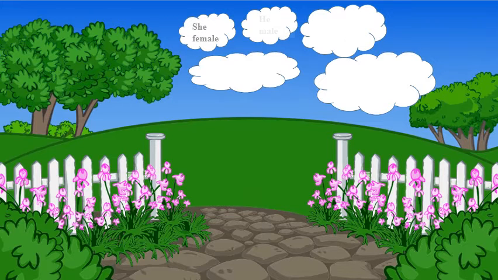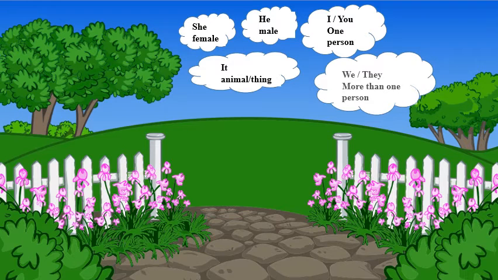Now recall your learning of pronouns. See the clouds in the sky. She is used for female. He is used for male. I or you is used for one person. It is used for animal or thing. We or they is used for more than one person. So you have learnt about pronouns now.